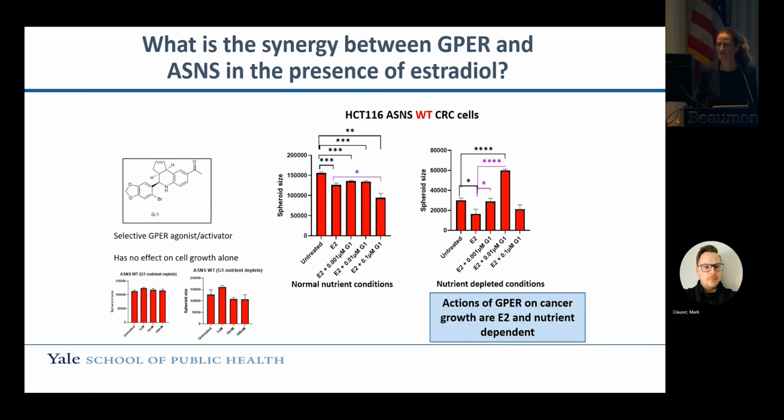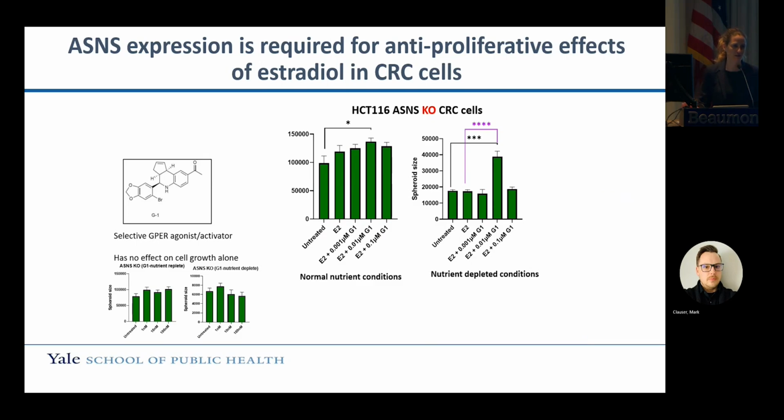In the knockout cell lines, we don't see any effect of estradiol on cell growth. So it appears that estradiol is only anti-proliferative in these cell lines when ASNS is expressed. For some reason, we have this high level here of G1 at 0.01 micromolar, which we can't quite figure out right now, but we don't know what the pharmacodynamics are of this G1. So that's something that we're going to look into a little bit more.